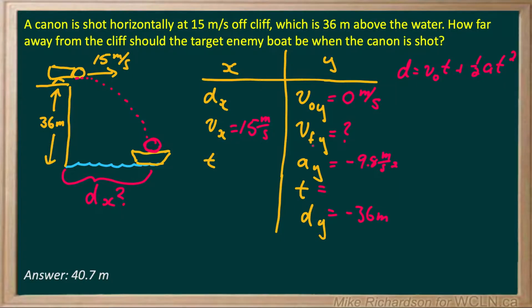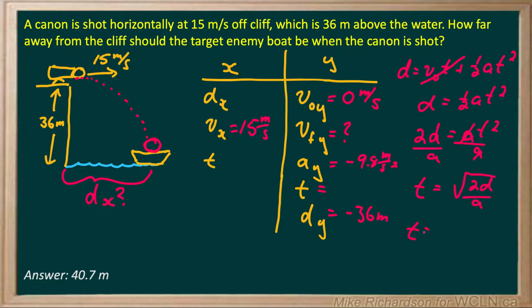And since we have to remain in this column, v initial in the y is 0, 0 times anything is 0, and I get a simpler version. I get d is 1/2 at squared. Now if I want to solve this for time, I can multiply both sides by 2 to get rid of the 1/2, and then divide both sides by a, and then ultimately take a square root. My time will be the square root of 2d over a.